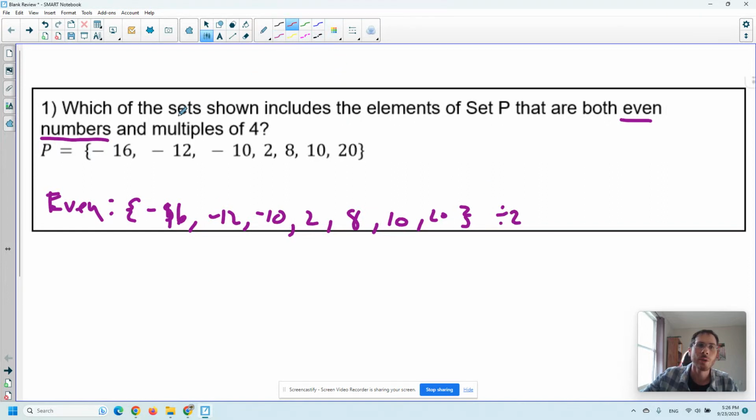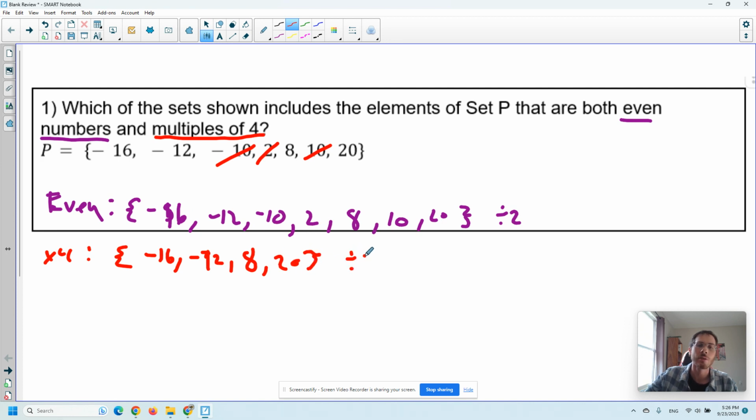For multiples of 4, the idea is that we can divide them by 4. So let's see what we got. Negative 16 divided by 4 is negative 4. Negative 12 divided by 4 is negative 3. Negative 10 divided by 4 is negative 2.5. 2 divided by 4 is a half. 8 divided by 4 is 2. 10 divided by 4 is 2.5. 20 divided by 4 is 5.